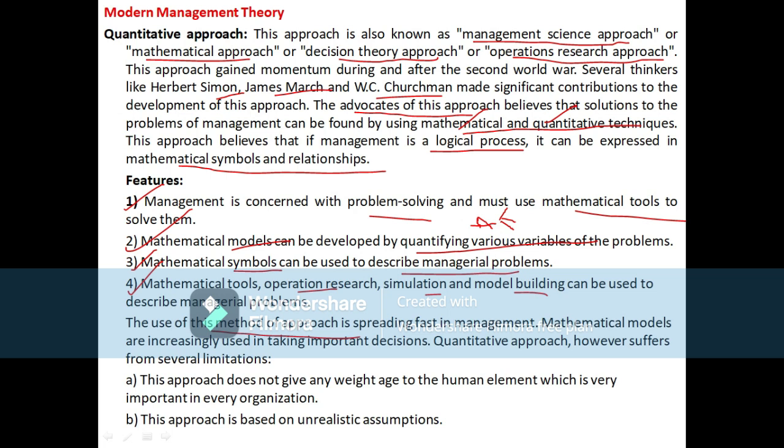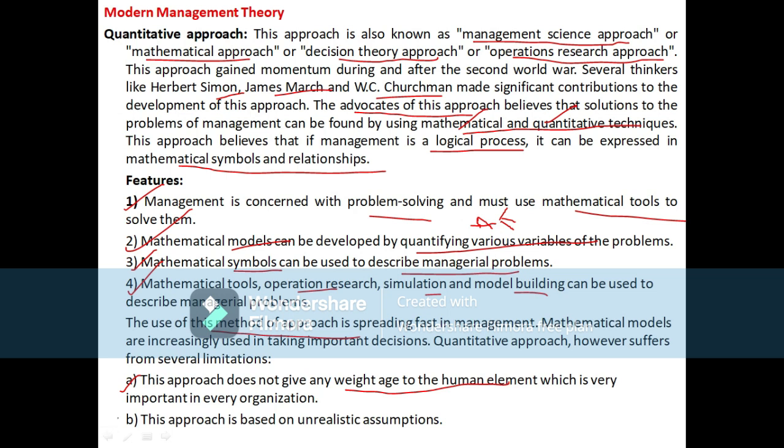So what are those limitations? This approach does not give any weightage to the human element. From the beginning, it talks only about mathematical models, mathematical tools, mathematical symbols, and problem solving about the management. So it doesn't show concern towards any human element, which is very important for every organization. This is the first limitation.